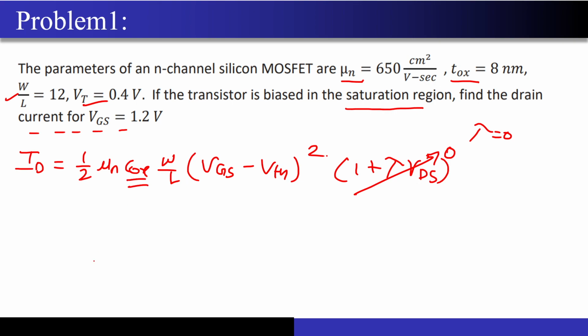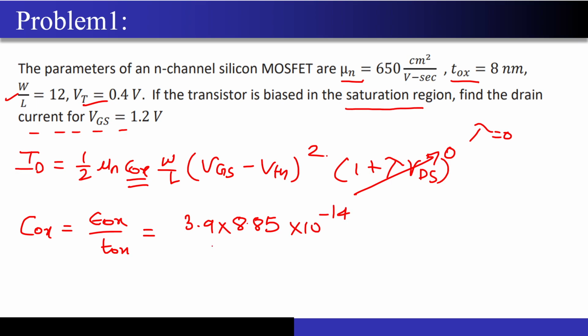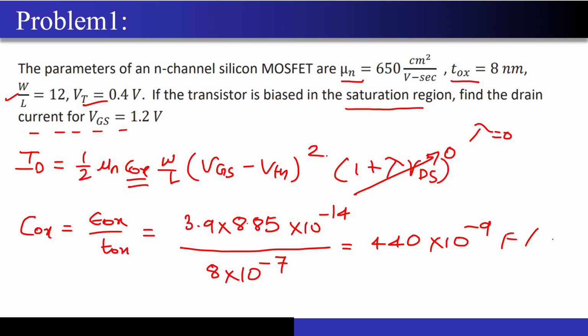Now let's see if we have everything we want to know. We currently don't have the value of Cox, so we have to find it. Cox is nothing but epsilon ox by Tox. What is epsilon ox? It is 3.9 times the permittivity of free space, 8.85 into 10 to the power minus 14. The thickness of oxide is given as 8 nanometers. I have to convert it into centimeters, so I'm multiplying by 10 to the power minus 7. If you calculate, this value comes out to be around 440 into 10 to the power minus 9 farad per centimeter square. This is capacitance per unit area. Please remember this.